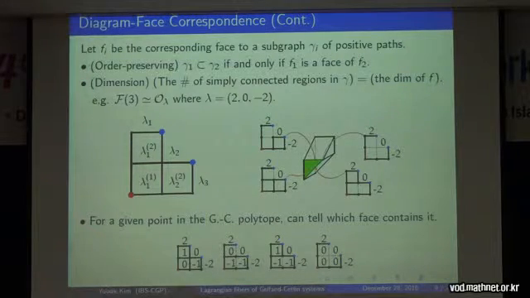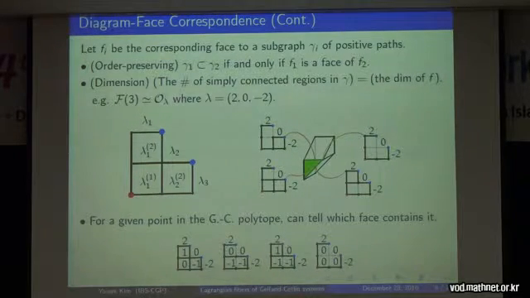So let's explain some combinatorial data that we can read from the graphs. First, the diagram has to be order preserving. What do I mean by that? Let's look at the graph, and suppose that one graph is contained in another graph. Then the corresponding face has to be a face of the second one. That's what order preserving means.